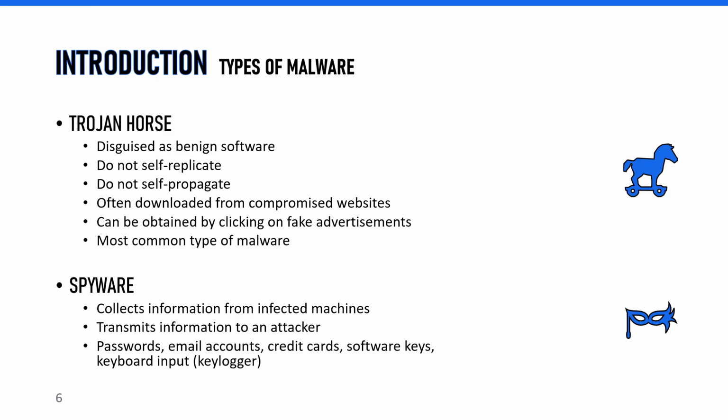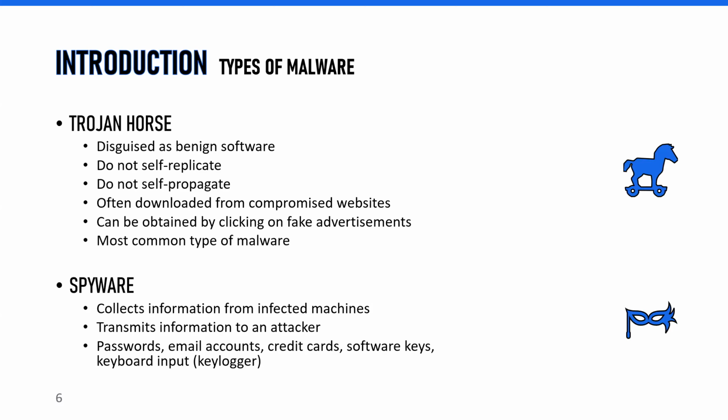A Trojan horse is malicious software disguised as benign software. So it doesn't self-replicate or propagate like worms do, but they are the most common type of malware because they offer users something enticing, and that's usually for free. That's a process called social engineering, when you entice somebody and you can infect them later on after that. So they can be obtained from compromised websites or advertisements, basically to get you to click to download it.